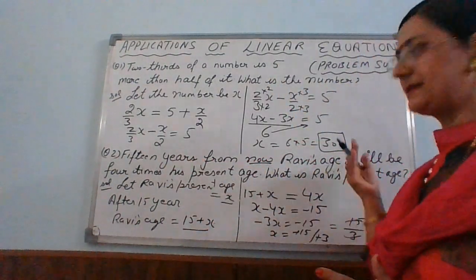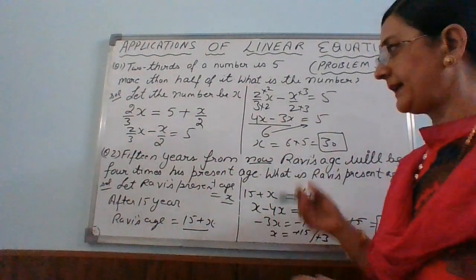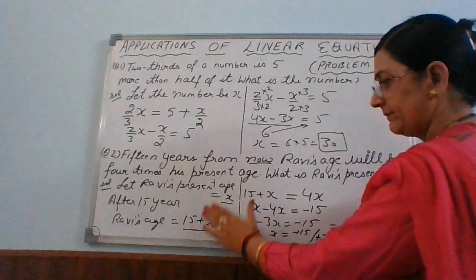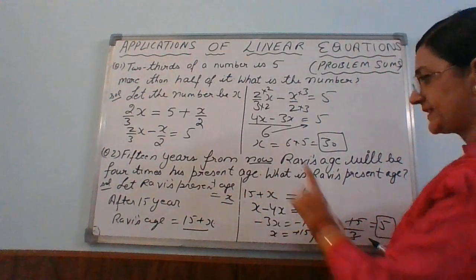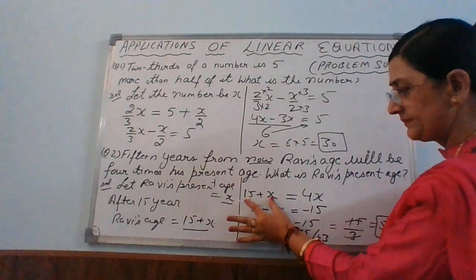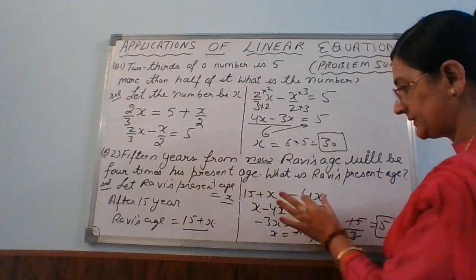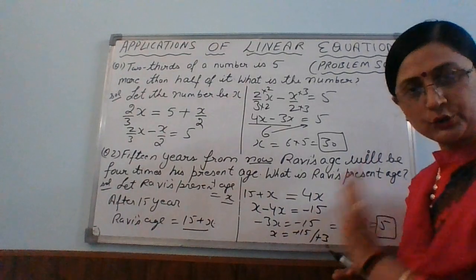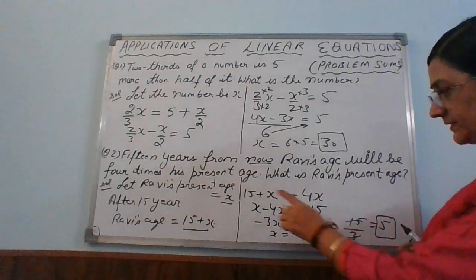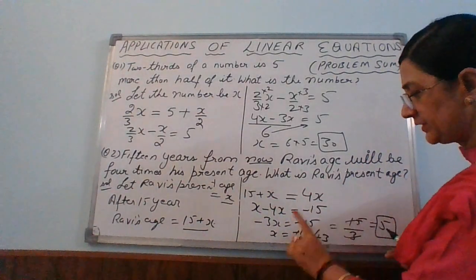So what is the comparison in the question? The comparison is that the age after 15 years, that is 15 plus x, is 4 times the present age. So this is the age after 15 years and this is 4 times the present age. So the comparison has been done between these two. Right? So this question becomes a statement, an equation, and you need to solve it.